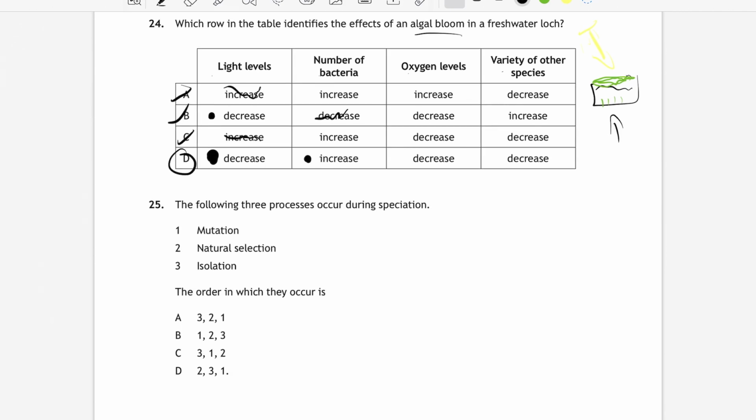Let's just go through and double check. Oxygen levels are definitely going to decrease because the bacteria are going to start to consume more oxygen, which means that the other species that live within the loch are going to have less oxygen availability, and they're either going to go to another area, but if they can't, they might also find themselves dying as well. So question number 24, answer is D.